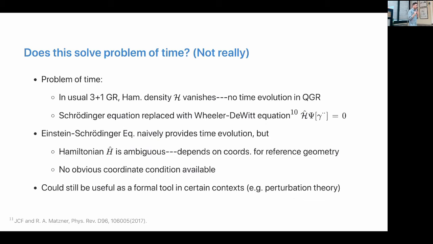And if you're familiar with the 3+1 formulation or the canonical approach to quantum gravity, you might think that this solves the problem of time. The problem of time is that, since the Hamiltonian density vanishes, you have this Wheeler-DeWitt equation, which says naively that there's no time evolution. Of course, again, the problem is that this Hamiltonian is ambiguous. You have to choose your coordinates for the vacuum state that you're using for your reference geometry. So you still have that ambiguity there.